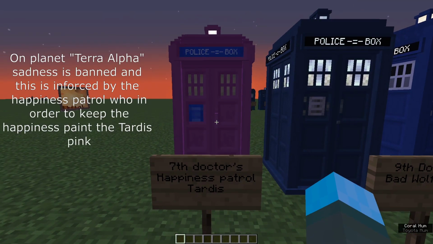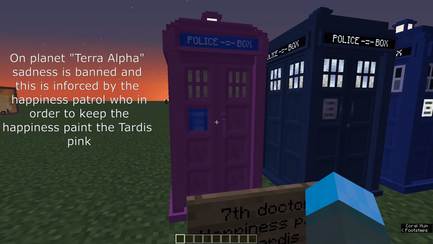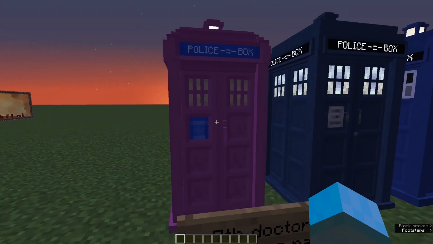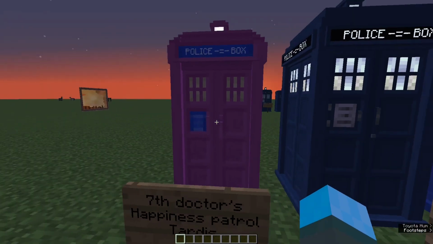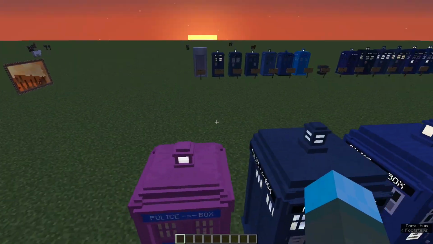7th Doctor Happiness Patrol TARDIS. The 7th Doctor lands in a candy themed place, and the candy people paint his TARDIS pink for some reason, and so this is what it looks like. It's essentially the 5th Doctor's TARDIS, but pink.